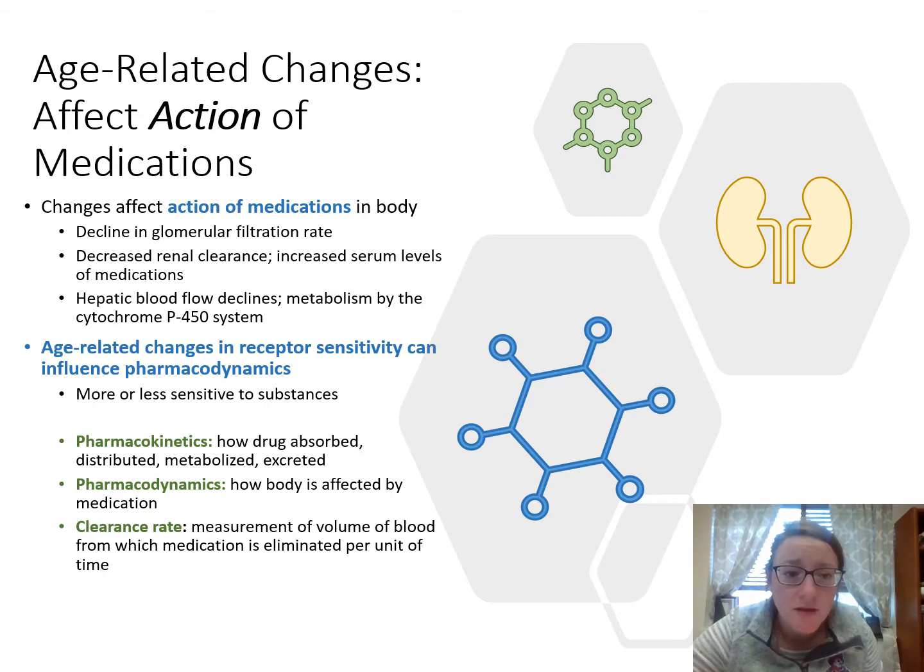Speaking about hepatic metabolism, this is done mainly by the cytochrome P450 system. And it's so important when we look at this P450 system because many drugs are metabolized through the cytochrome P450. And so if we have competing sites through that method of metabolism, this is where we see drug-drug interactions.